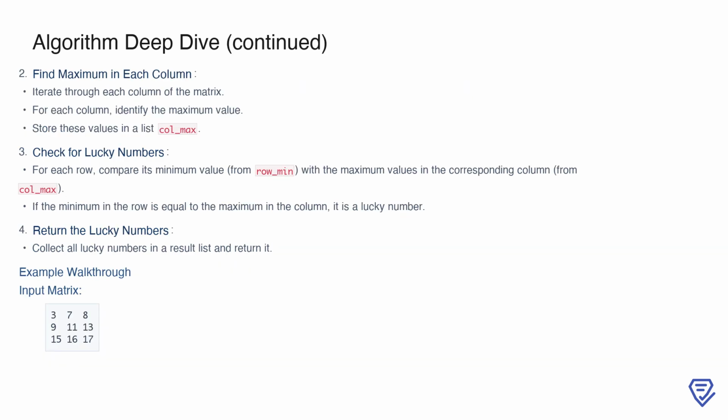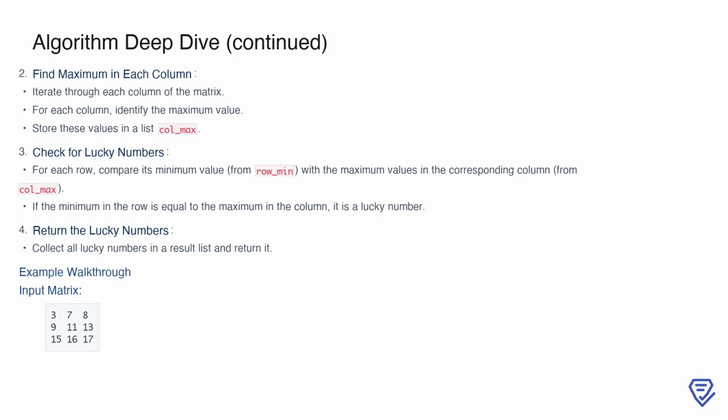Next, we focus on the columns. For each column in the matrix, we identify the maximum value. This is stored in a list called col_max, which keeps track of the largest value in each column. With the row minimums and column maximums identified, we can now check for lucky numbers. For each row, we take its minimum value from the row_min list and compare it against the maximum value of its corresponding column in the col_max list.